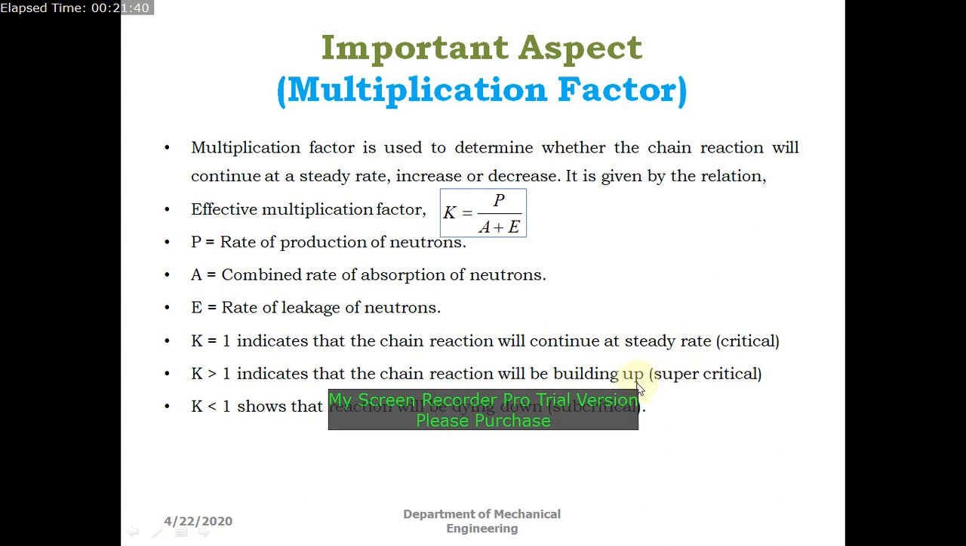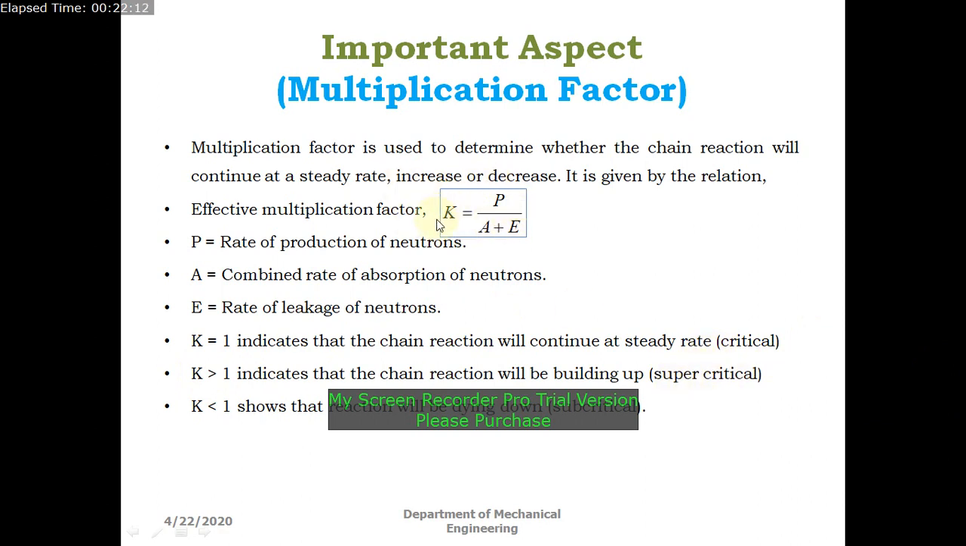If the rate of absorption of neutrons is very small, that means the chain reaction is building up. That means the rate of production of neutrons is very high, but the quantity of neutrons absorbed is decreasing gradually. So factor A is decreasing. In such a case, K will be greater than 1. In such a case, we can say the reactor is operating under supercritical condition.